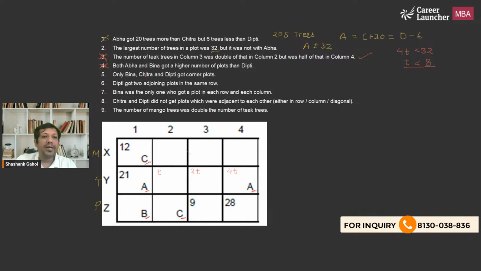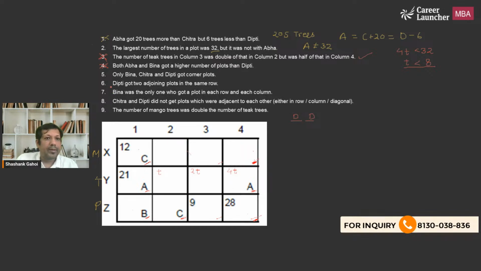Now, only Veena, Chitra, and Deepti got corner plots. It means this can't be Abha, and this can't be Abha, because these 1, 2, 3, 4 are corner plots, and corner plots belong to either Veena or Chitra or Deepti, so corner ones can't be Abha. Deepti got 2 adjoining plots in the same row. Deepti got a corner plot as well as 2 adjacent ones. So wherever Deepti goes, it is going to be adjacent. There are no other possibilities.